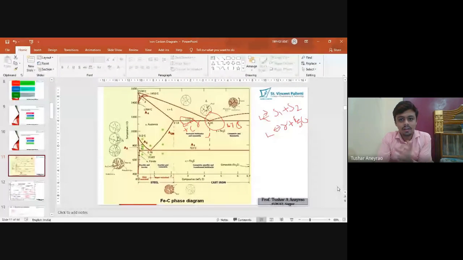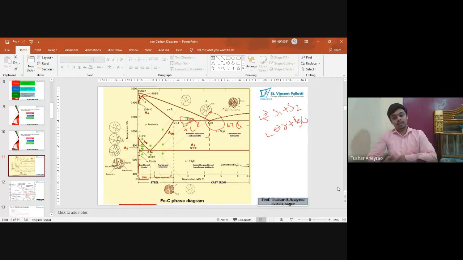So with this thought, I would like to conclude here. We will have this explanation in the next class. I'm going to explain the things with the solidification process, how you are getting cementite with carbon percentage of 6.7%, and how you are getting austenite with carbon percentage more than 2.1, right?